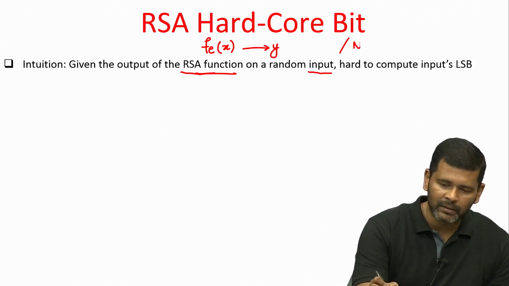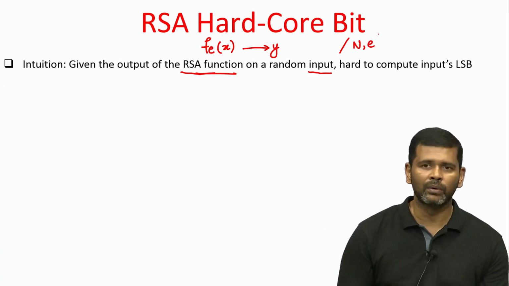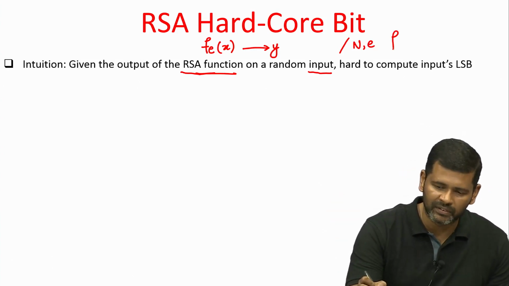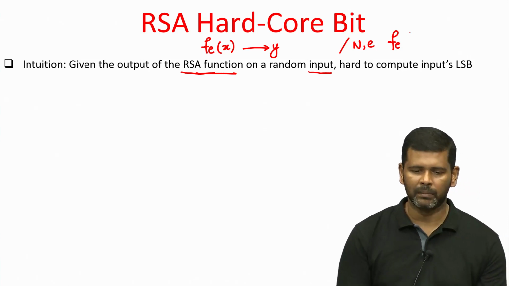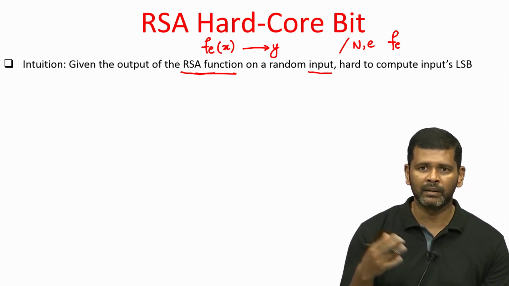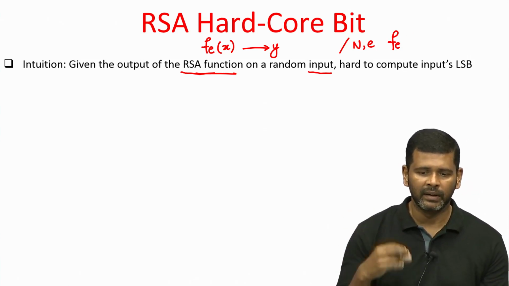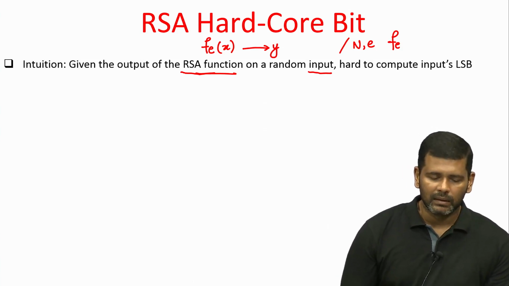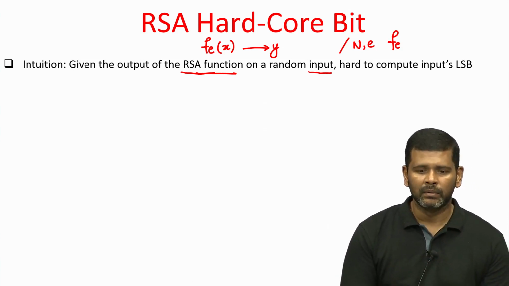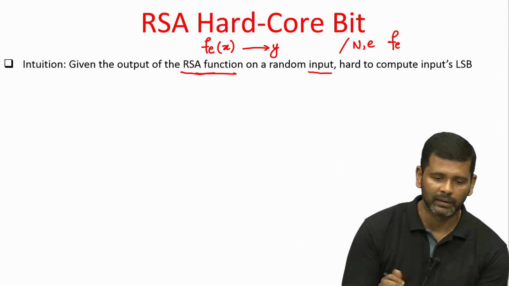You know the value of n, you know the value of e, everything you know. You also know the description of the f sub e function, that also you know, but you do not know the value of the prime factors of n, phi of n, d, and so on. Now, the intuition behind the RSA hardcore bit is the following.